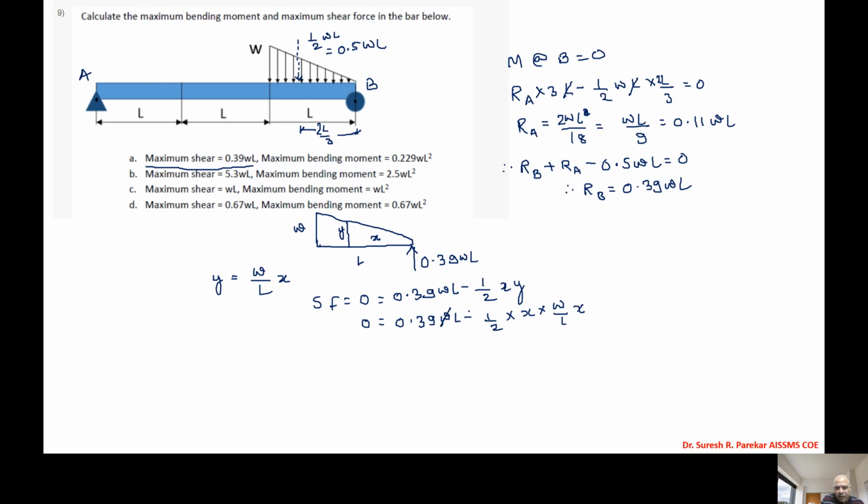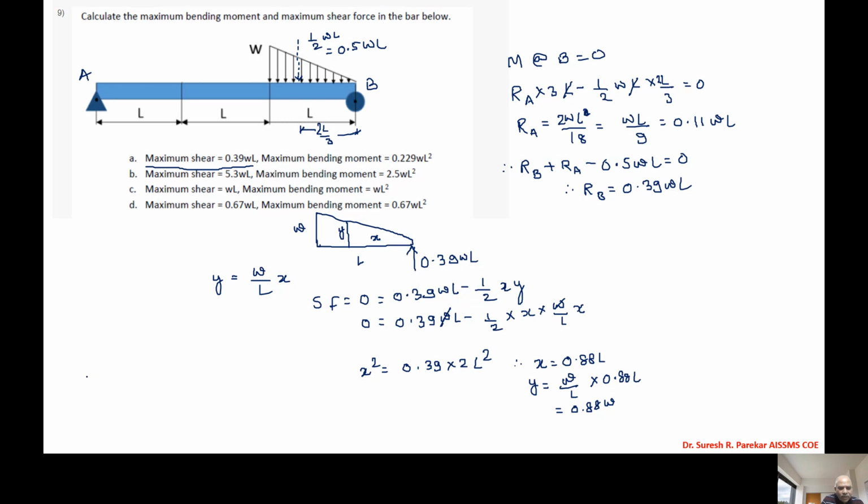And this W will be cancelled, and then if we solve this, we will have X square equal to 0.39 into 2, 2 goes on this side, L square, and we will get the value of x equal to 0.88 L. And from this we will get y equal to W by L into 0.88 L, and that will be 0.88 W.